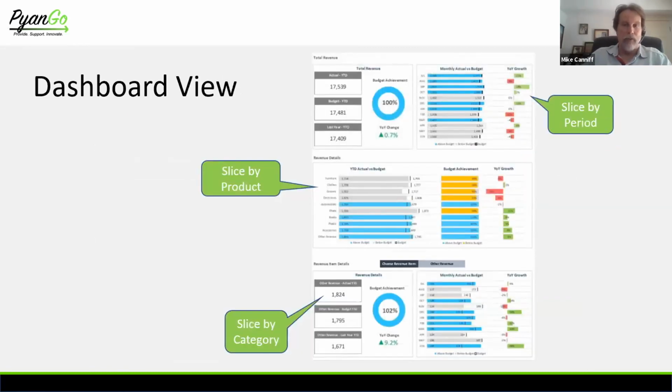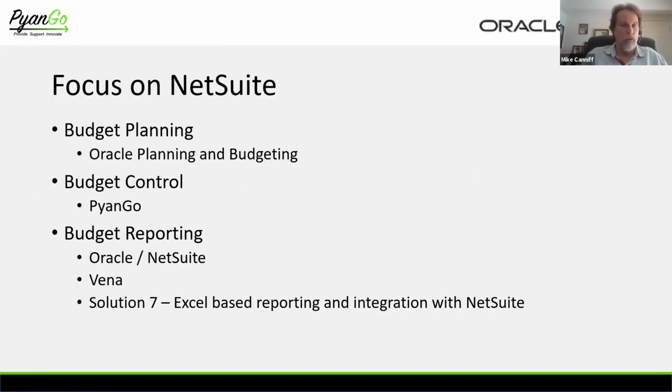So when I log in, I can see all of my data, slice it by period, slice it by product, slice it by category, expense category, that type of thing, right? So a lot of different ways I want to slice and dice the budget data. So you want to make sure that your tool can support all of those different dimensions.